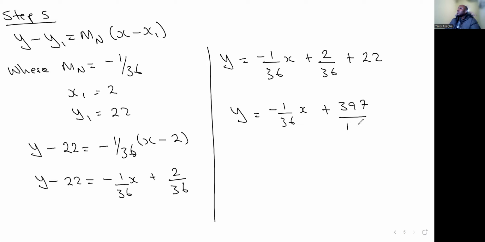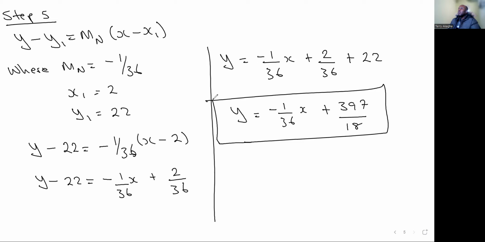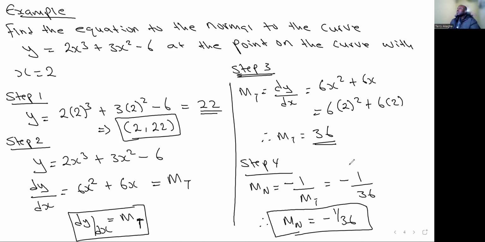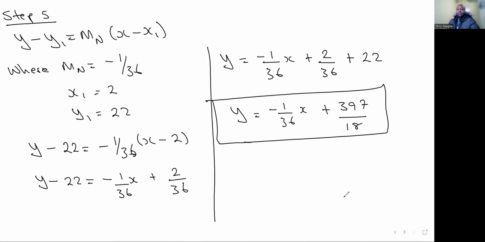397 over 18. And that is the equation of the normal. Now, if you look at it, the slope of the normal is the negative inverse of the slope of the tangent. And that's how you get it. All right? And that is that for that.